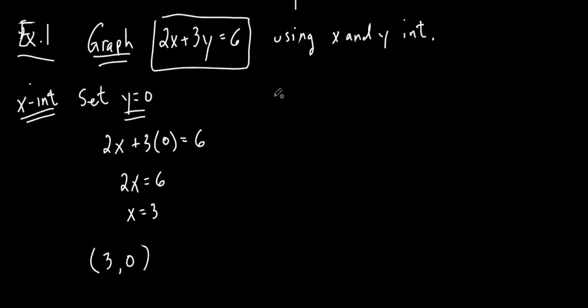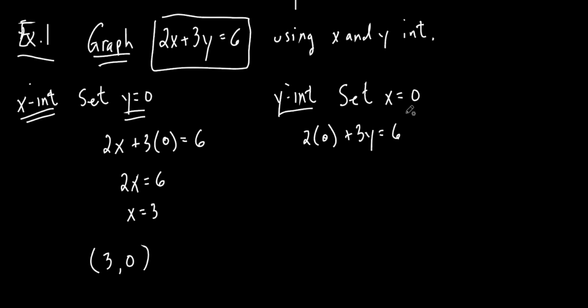That's the x-intercept. Let's find the y-intercept. So what do you think we're going to do to find the y-intercept? We're going to set the x equal to 0. Good. So you're going to use that same equation, right? But this time the x is going to be 0. So it's going to be 2 times 0 plus 3y equals 6. 2 times 0 is 0. Divide both sides by 3. So y is what? 2.